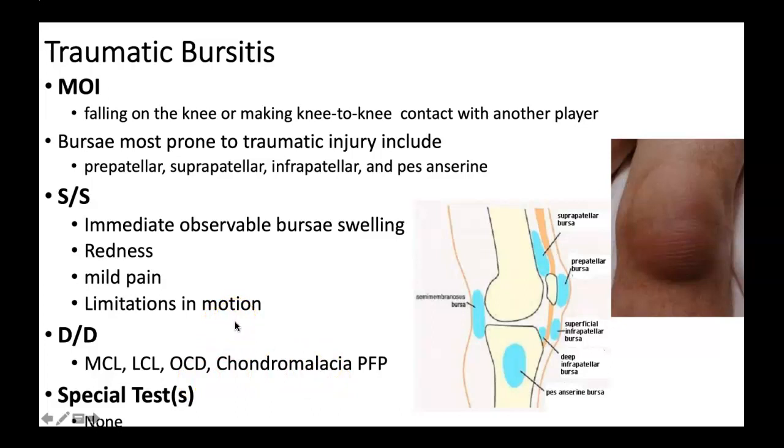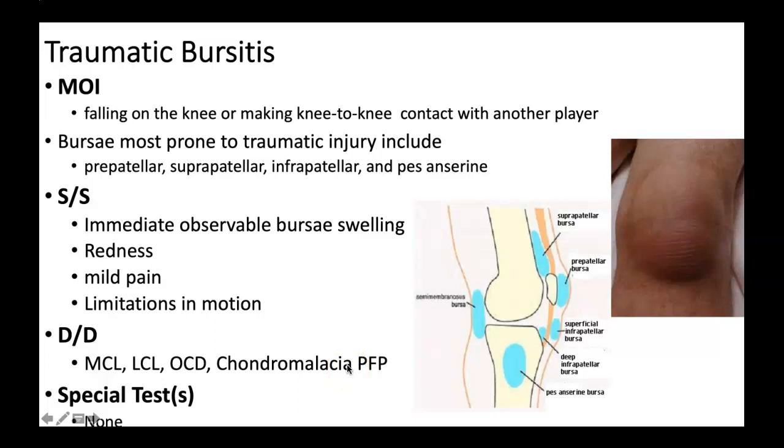So in terms of differential diagnoses, we need to rule out the collateral ligaments, because what we know about the collateral ligaments is they'll cause swelling in the knee joint that presents similar to a bursitis. We want to rule out an osteochondral defect, and then chondromalacia patella, which we'll talk about when we get to the PFP lectures.